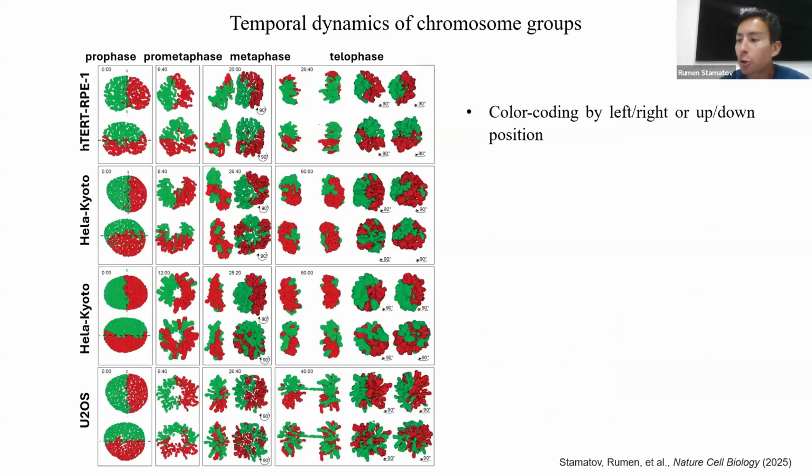Now, it was interesting to track what happens to the proximities of chromosomes. So what we did here was to artificially color code each side of the nucleus, either left or right or up or down, and see whether these two halves remain separate or they intermingle. And it turns out that they will either remain separate or they will mingle depending on the axis that we choose to separate the two halves. And this pattern was observed in all of the different cell lines.